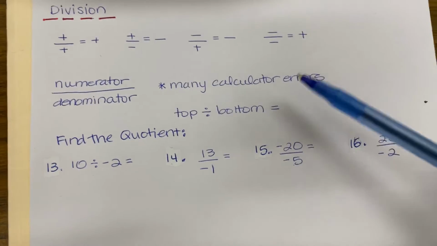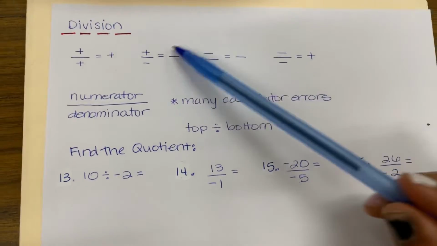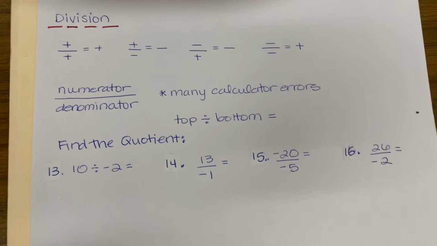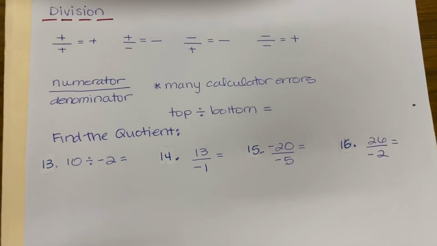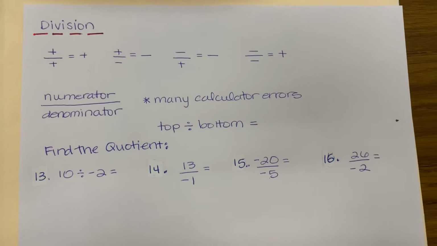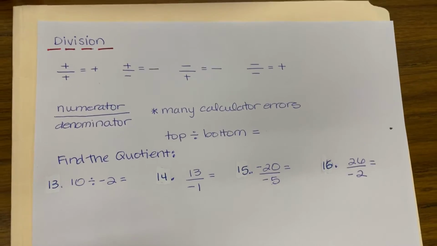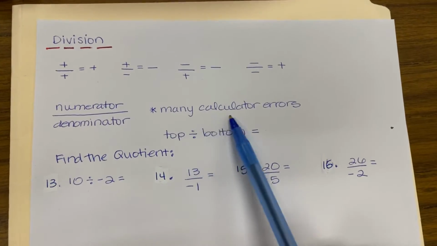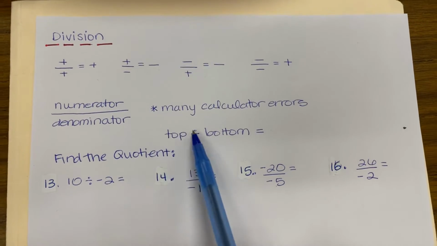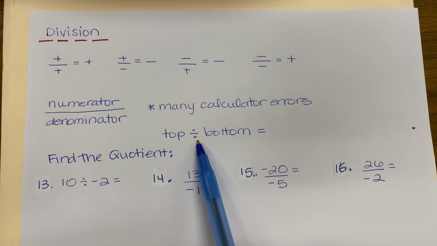Remember, for a fraction, top is the numerator, bottom is the denominator. I get so many calculator errors in regards to division and fractions, because we're going to cover trig and similarity. This semester has so many fractions built into it that there are a ton of errors. So just slow it down. Top divided by bottom is how you enter it into the calculator.